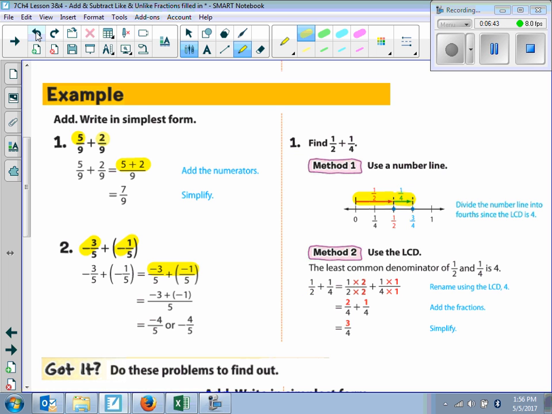4. Very good. So that means we need to change the 1/2. In order for us to change the 2 in the denominator to a 4, we'll multiply times 2 in the denominator. And if I do that in the bottom, I have to do it in the top. So we're going to end up with 2/4 plus 1/4, and that gives us 3/4, which is exactly what we got when we were doing it on the number line.